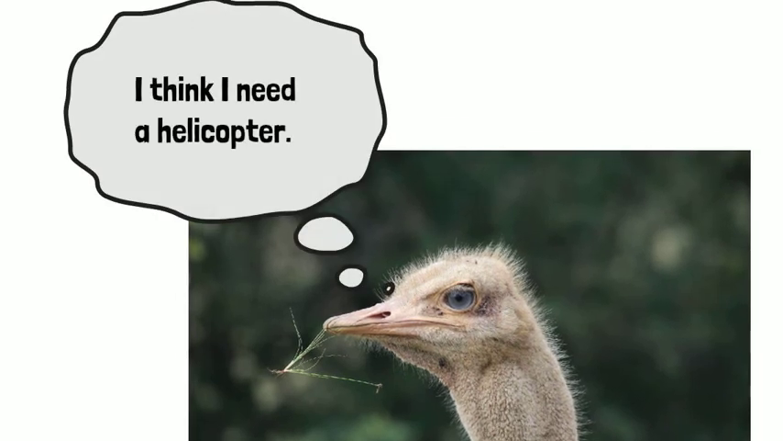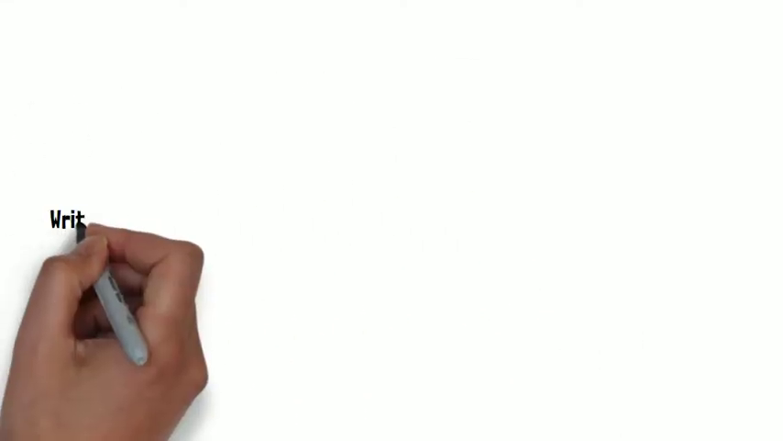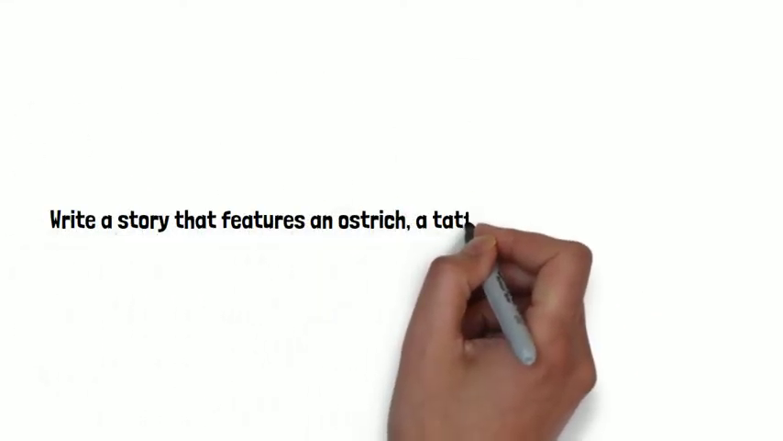Just be sure your story is creative and well written. So once again, write a story that features an ostrich, a tattoo, a helicopter, and a baby. Good luck.